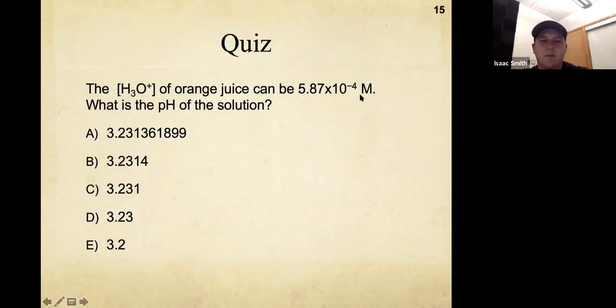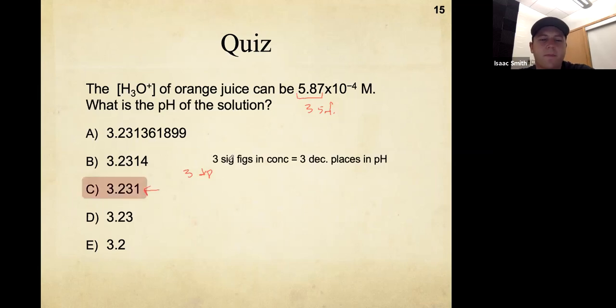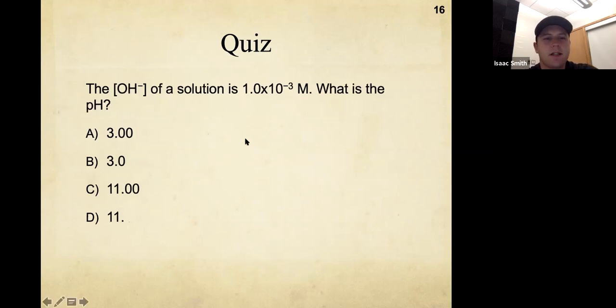All right, go ahead and try this one using that newfound knowledge. All right, so if you put it in your calculator, that's great to get the practice, but you can see these are all pretty much the same number, just different significant figures. So here we can see we have 3 sig figs, which means we need 3 decimal places in our answer, right? So that should be C. Okay. Let's go ahead and try this one out as well.